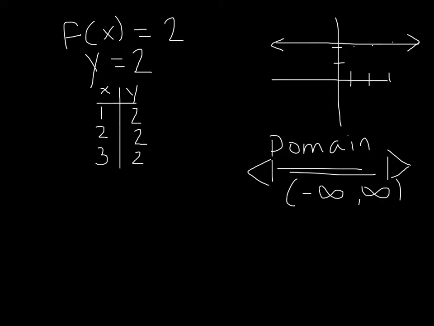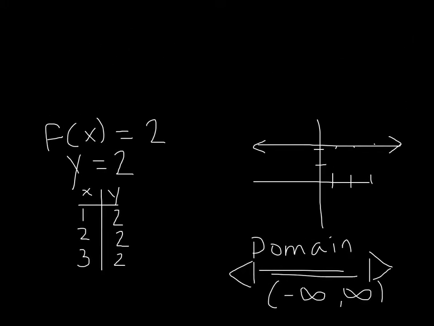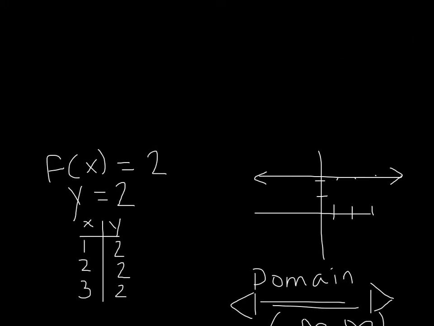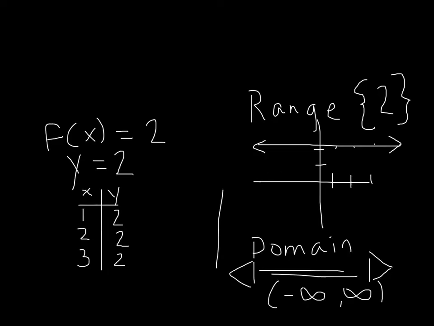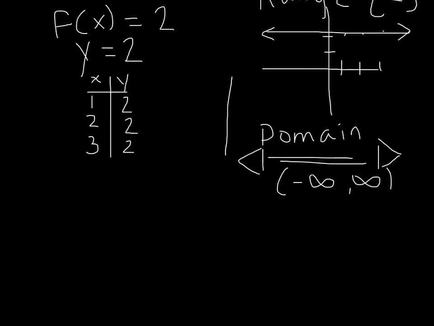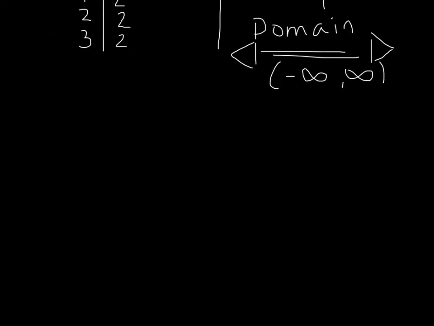And the range is how far up and down the graph goes. So in this case we see that the graph doesn't go up and down very far at all, it just stays right at 2. So instead of an interval, I write it as a single point, which is called a singleton. So that's the range. Now, let's move this back up and graph a linear function.